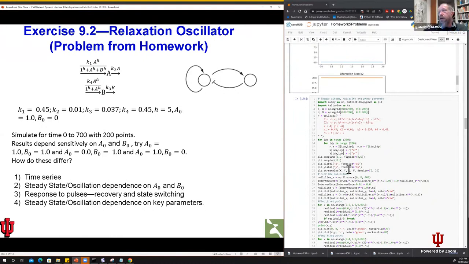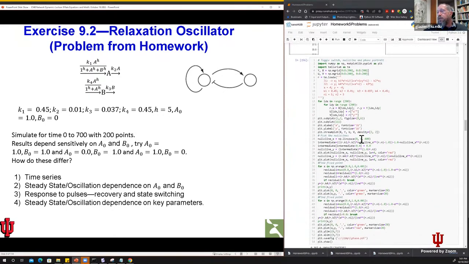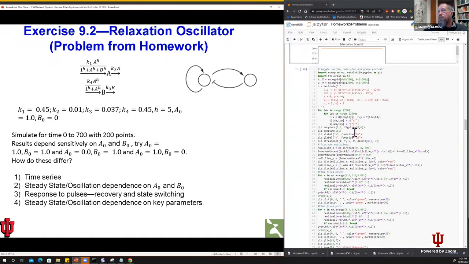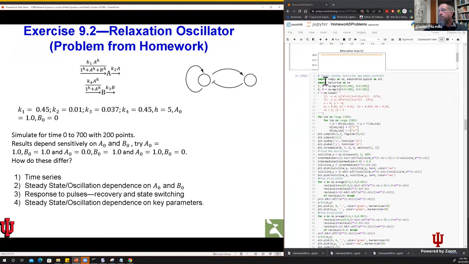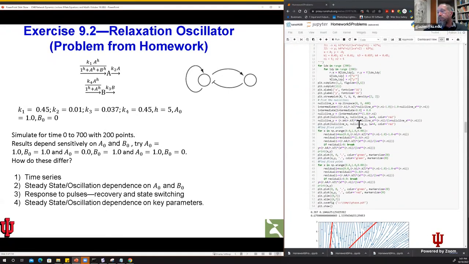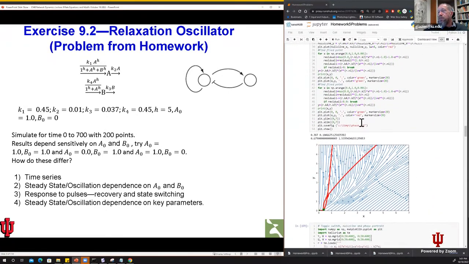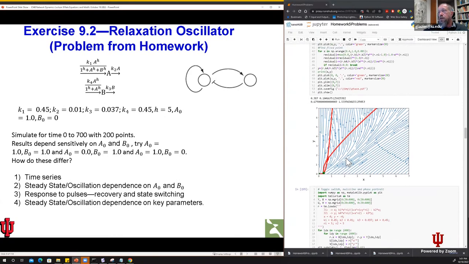So what we have here, you have to jump down to this cell a little bit further down, which has this model. It has at the top the words toggle switch null cline and phase portrait, which is not right. I didn't get it updated yet. You will see this plot. So I'd ask you to scroll down to this plot.